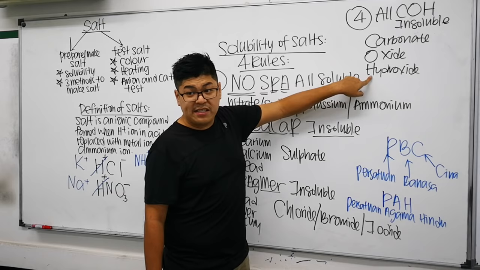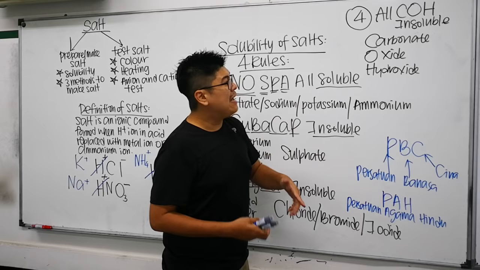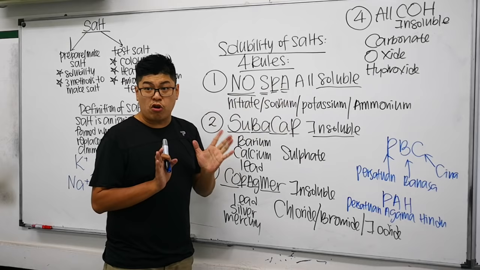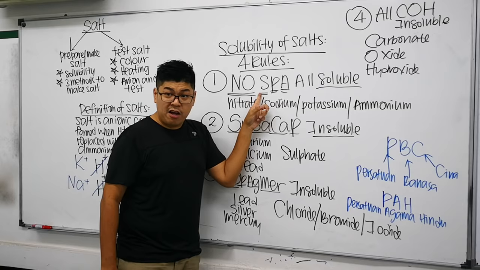So all the carbonates, all the oxides, all the hydroxides, all of them are insoluble. Unless the carbonate has sodium, potassium or ammonium, then it's a different story. Is it okay? Get it? Like zinc carbonate, insoluble. Aluminum carbonate, insoluble. Sodium carbonate, has sodium, soluble. Here, we still follow back the rules of sodium. You get the picture? Alright, so these are the four rules, okay?